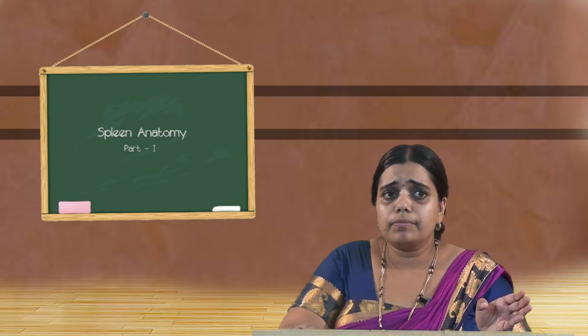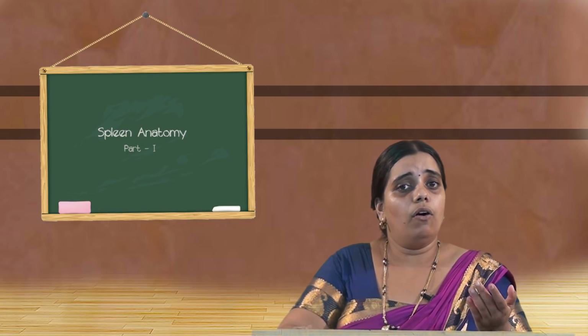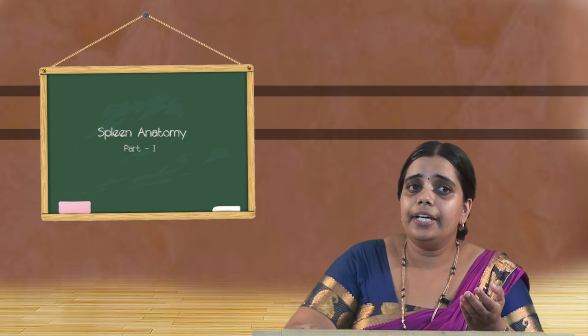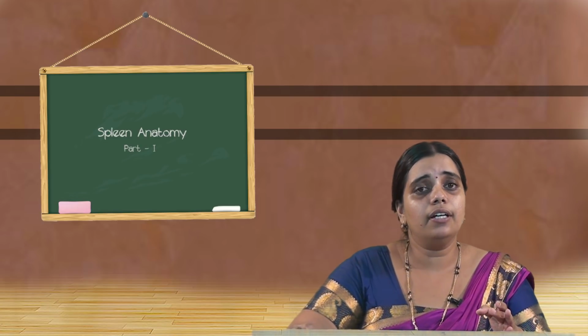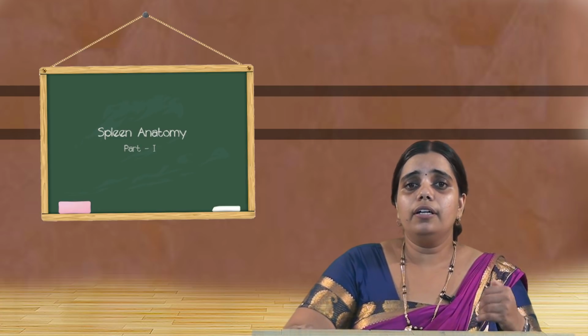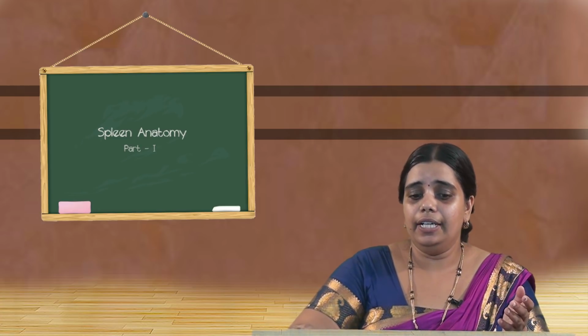Now, coming to 2 ends, as I already explained to you, the anterior end is towards the mid-axillary line, and the posterior end lies upon the upper pole of the left kidney.